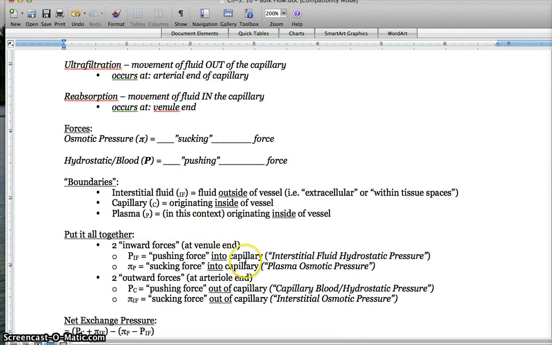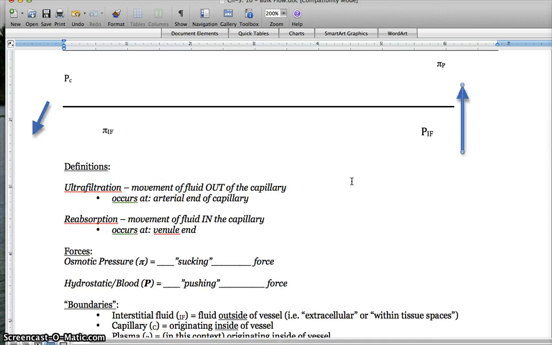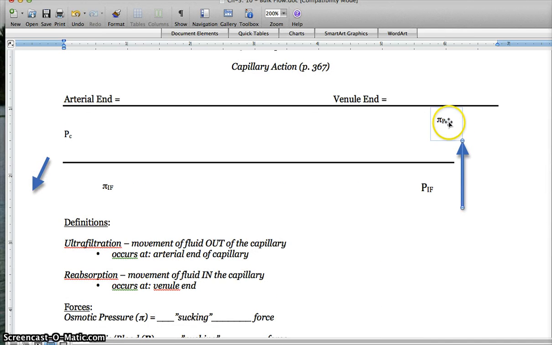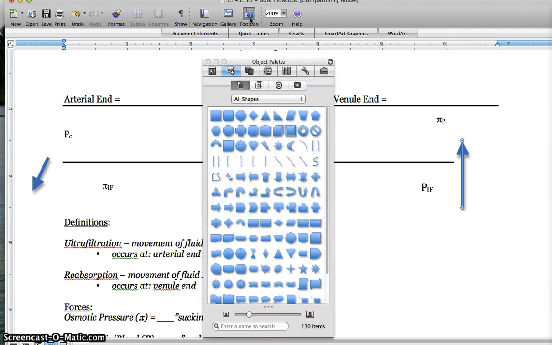Next, we have our plasma osmotic pressure. So it's a sucking force originating inside the vessel. We always say that for osmosis, water goes towards a higher solute concentration. So you can think about our solute in this case maybe being like a plasma protein that's staying inside the vessel and is going to be sucking water in towards it. So if we have a sucking pressure located inside the vessel, fluid's going to move in.